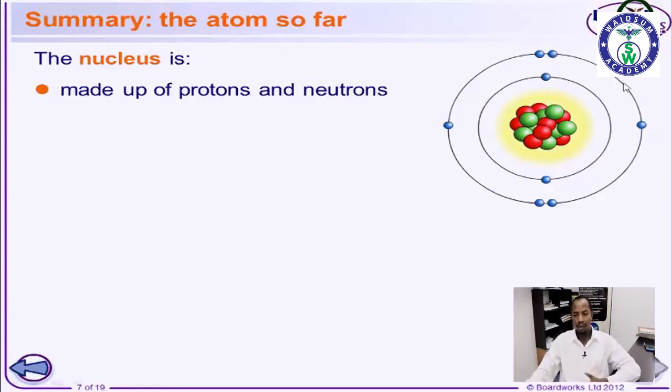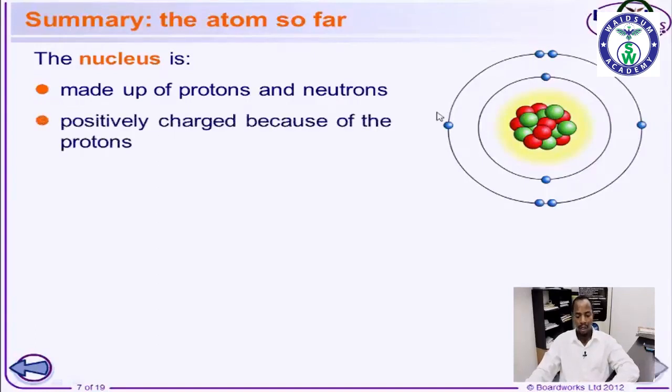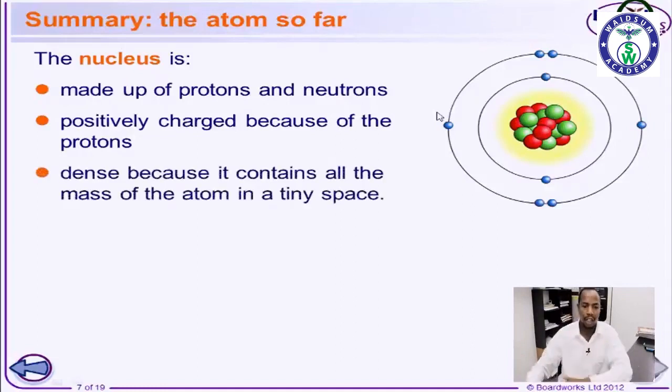Now where is the orbit or shell? These ones are the shells and the orbits. Now the nucleus is positively charged. Why? Because it's made up of protons. Protons are positively charged. The neutrons have no charge. Therefore the only charge found in the nucleus is the positive charge.